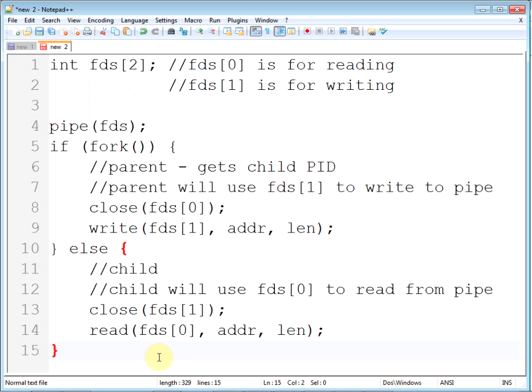So how do we make this two-way communication? I've shown you how to use a pipe and create parent-to-child communication. How about the other way around? Yes? Both pipes open. Remember, there is only one pipe here.